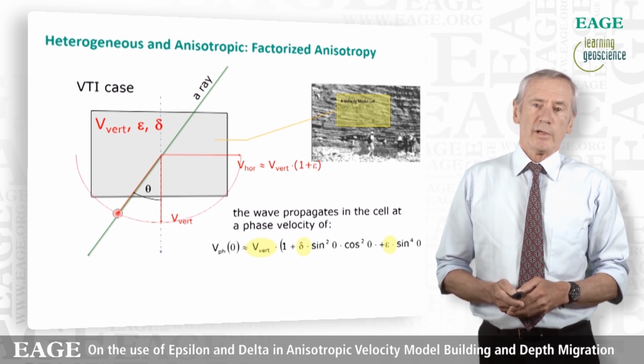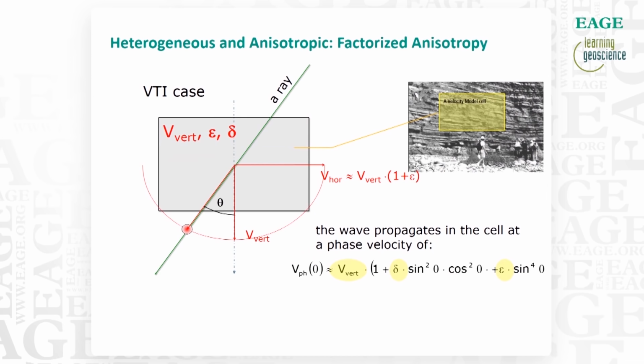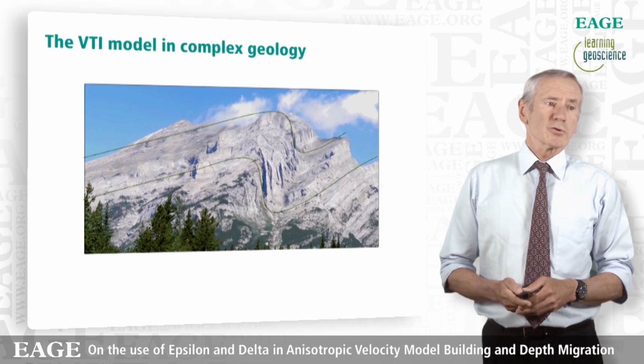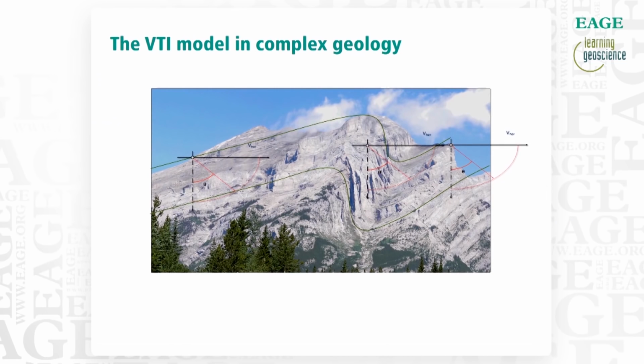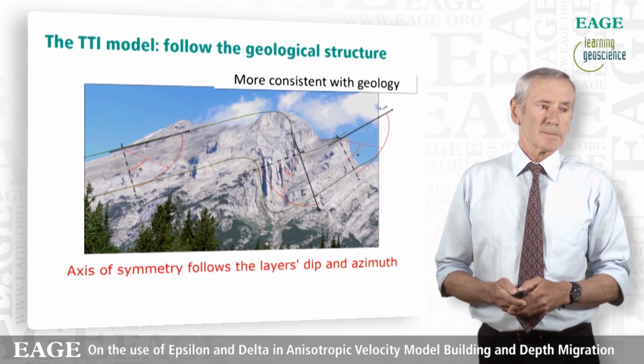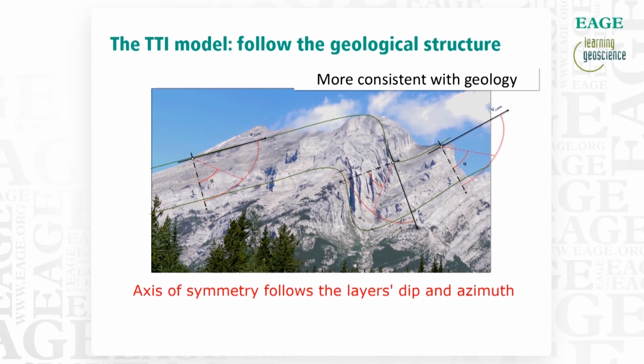I have no time in the frame of these presentations to discuss the difference between phase and group velocities. Now for a given cell, we have defined v vert, the axis of symmetry, epsilon and delta. But if we look at the outcrop again, in a complex geology, we see that if we accept the concept that anisotropy comes from bedding, this model doesn't make geological sense. We have to tilt the axis of symmetry, and that's the famous TTI model, or tilted transverse isotropy model. Basically, we say the axis of symmetry should follow the layers, dips and azimuths in a 3D sense, which is not shown with this cartoon here.